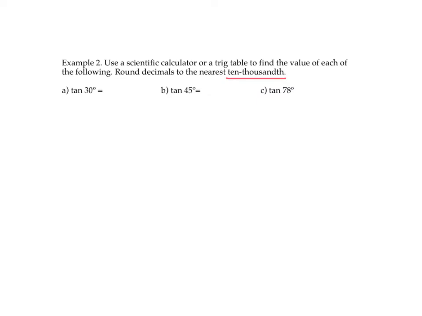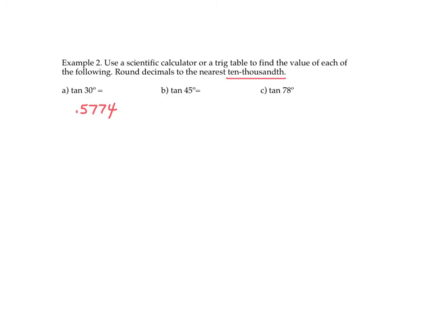So that means that we have to round to 4 decimal places. So the tangent of 30 degrees would be rounded to 0.5774. And again, we can also look this up on a table. Okay, try the next one.